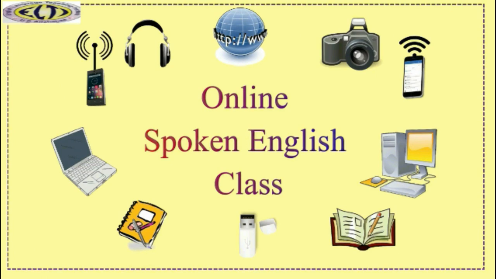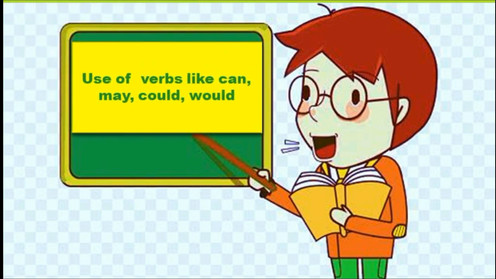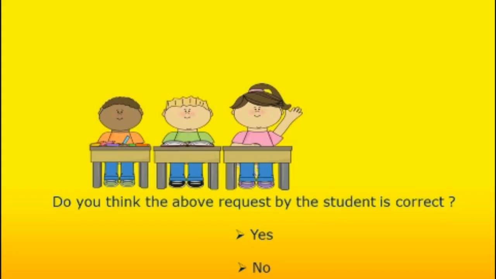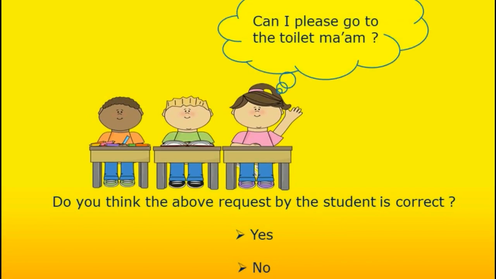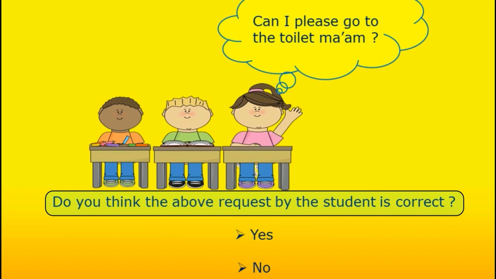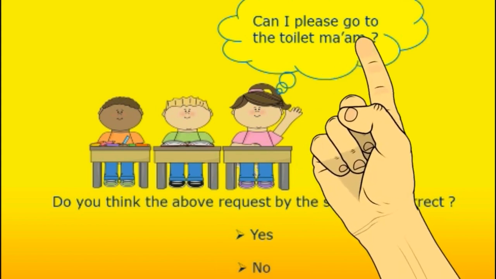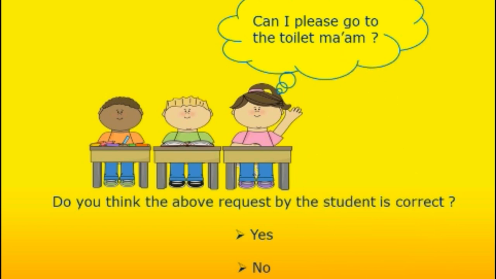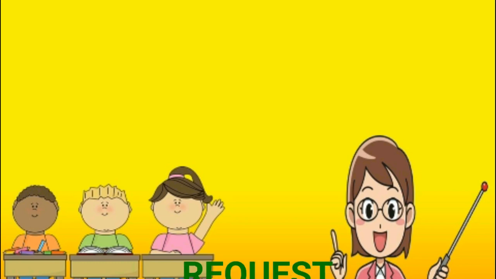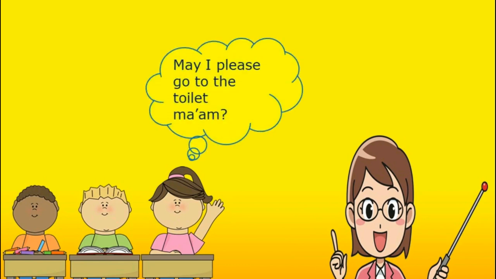In this session, we will learn about the use of verbs like can, may, could and would. Let's begin. Can I please go to the toilet, ma'am? Do you think the above request by the student is correct? Yes or no? You guessed it right. The above request is not correct because can denotes capability of the student. The request should have been, may I please go to the toilet, ma'am? Here, the expected reply will be, yes, you may.